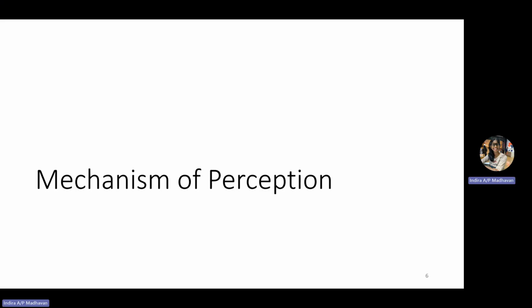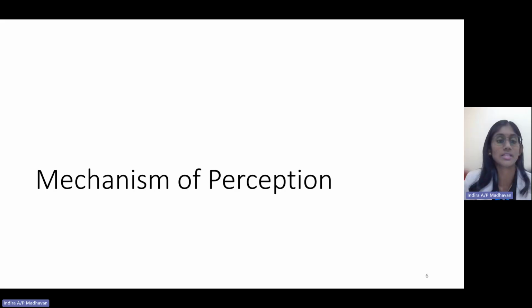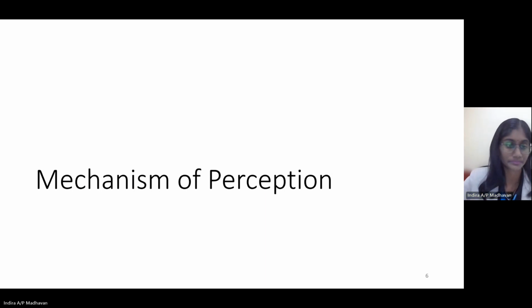Okay, now we shall move on to the mechanism of perception. We already saw how colors are perceived, how the light enters the eye and then we are able to perceive the colors. Now we're going to look at how the retina reacts to the light that enters the eye, and which components in the eye are responsible for color perception.